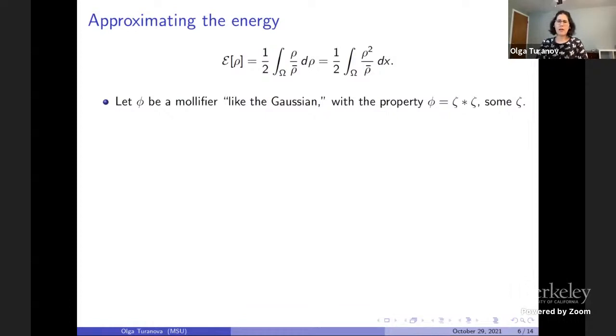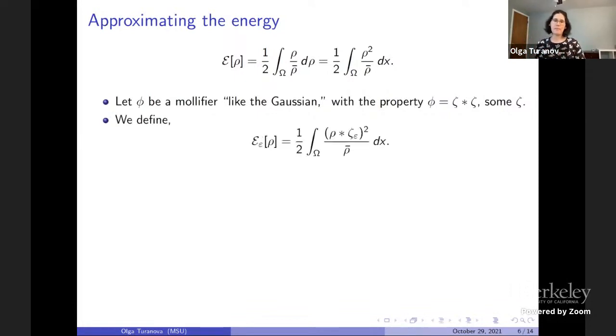We take a modifier like the Gaussian, which is what we actually use when we implement this method, which I'll show you later. One of the properties that we wanted is that it can be written as a convolution of two other modifiers that also have certain properties. But you should think of this as the Gaussian, and actually it can be written as this convolution of two Gaussians. So this is what we define.